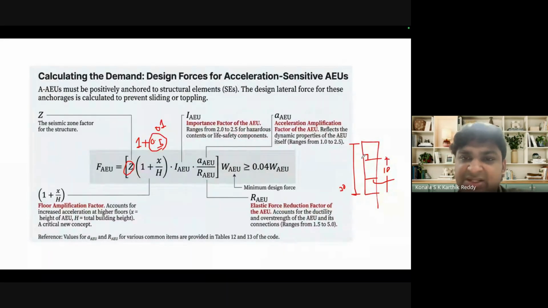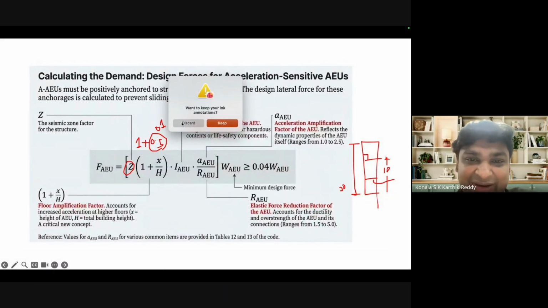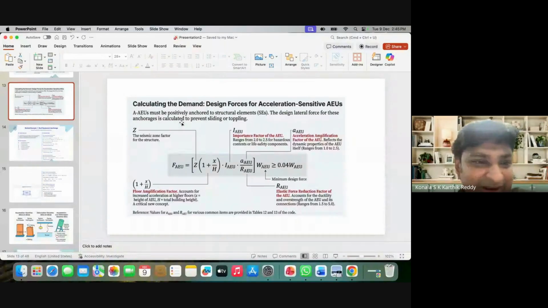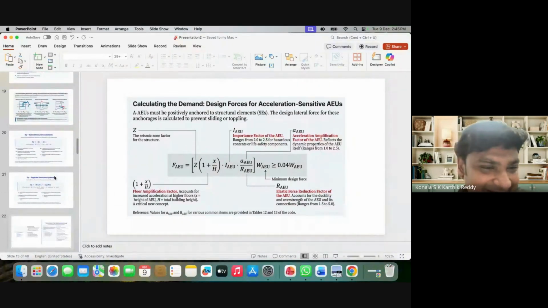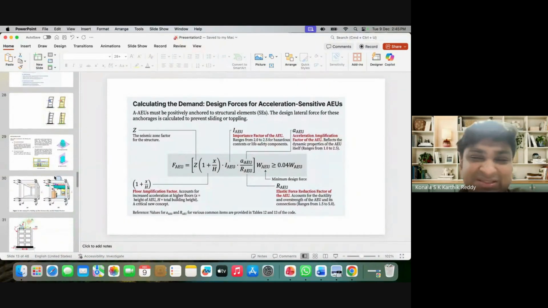What I mean by acceleration amplification factor is, I just, Rajaram sir, am I juggling between slides, or is it okay? Like if I go to and fro with these contents? Okay, let me just explain you.